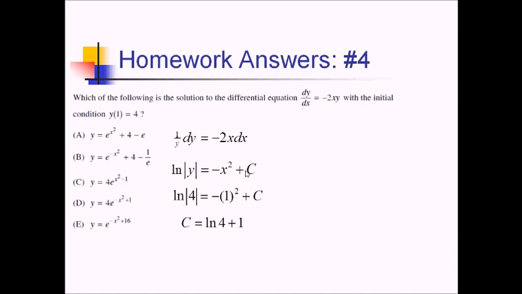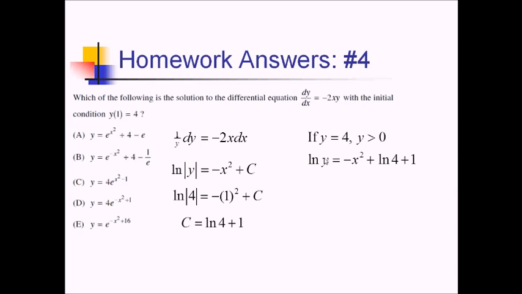Now plugging that back in, first let's resolve this absolute value situation. If our initial y value equals 4, that means in general this y value here is positive, which means I don't need the absolute value. I can just write ln of y with no absolute value, or at most a parentheses. On the right side, I still have negative x squared, and now I'm adding the c value of ln of 4 plus 1. Almost there.